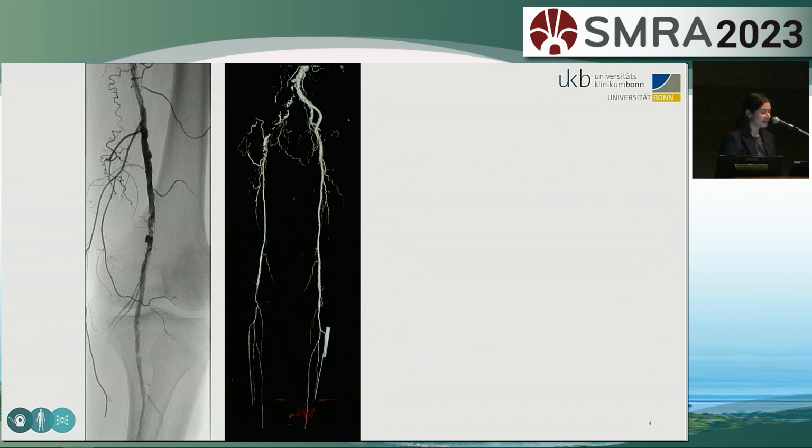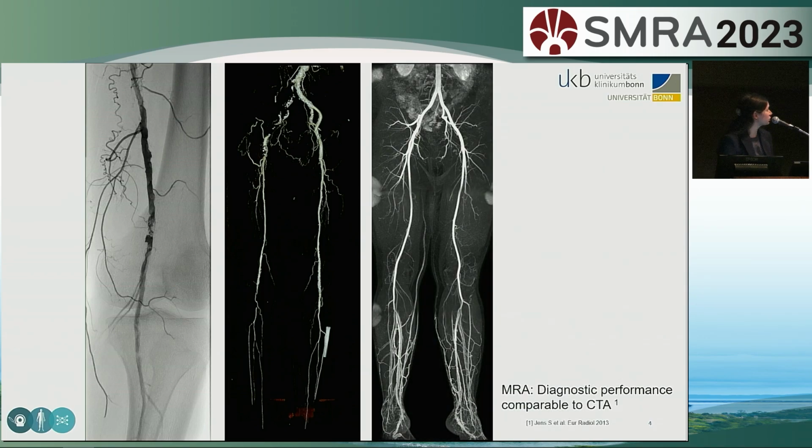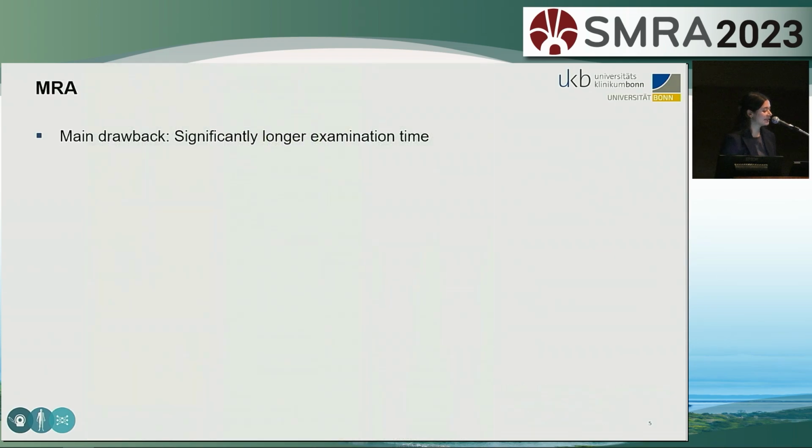CTA is regarded as the quickest and most widespread imaging tool in patients with PAD. Of course, limitations are the lack of dynamic flow information and the impaired diagnostic efficacy due to calcifications in the smaller vessels in the lower legs, as well as, like DSA, the radiation. MRA is also a well-established tool in the assessment of PAD, and its diagnostic performance is comparable to CTA. But especially compared to CTA, its main drawback is the significantly long examination time, as we heard before.